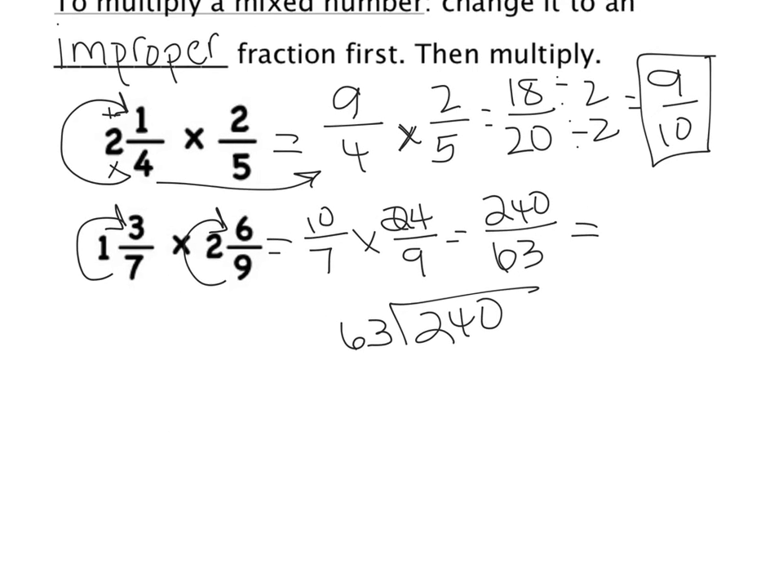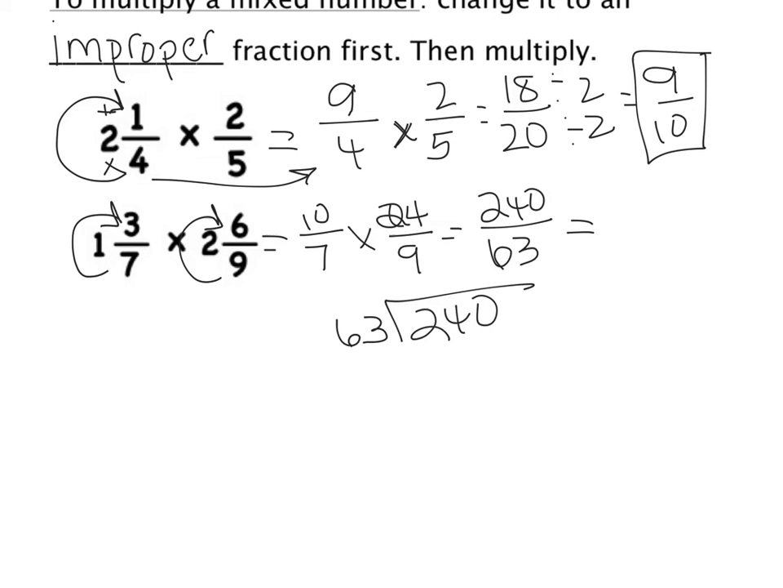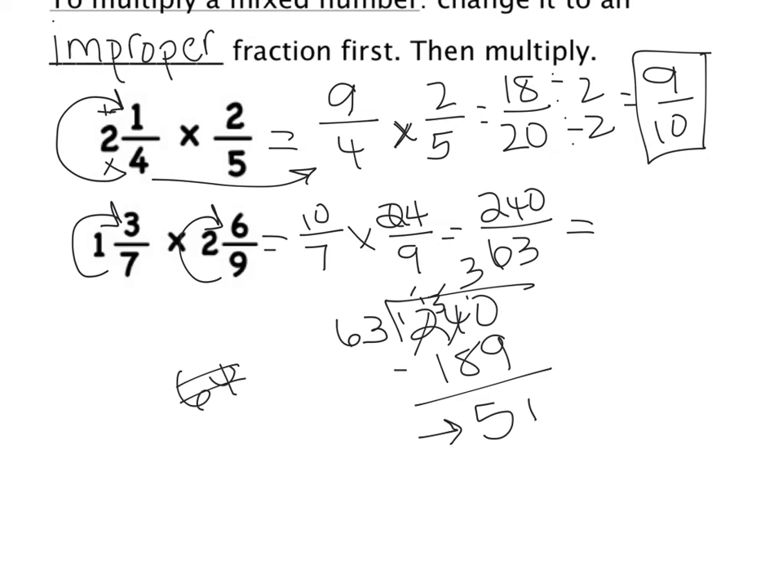Just going to move this up just a little bit. Let's try 4 times. Nope, 4 is going to be too much. 3 times. 9, 18, subtract. That is 51. As long as this number is less than this number, you're good. This is your whole number. That's your big 3. 51 goes on the top, and 63 goes on the bottom.